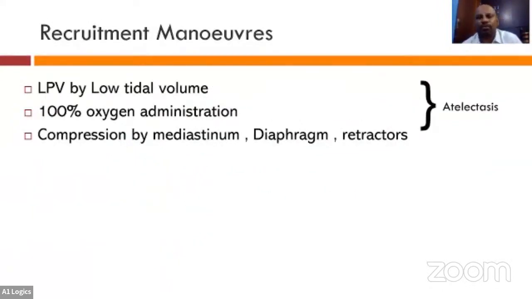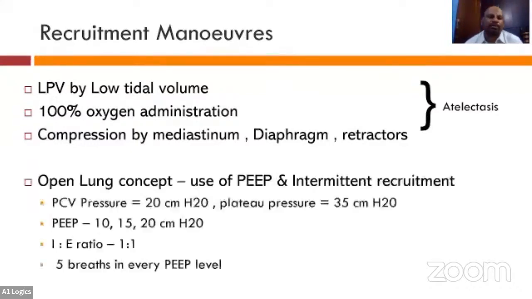So why are recruitment maneuvers important? The lung protection ventilation by low tidal volume, 100% oxygen administration, and compression of the dependent lung by mediastinum, diaphragm, and the retractors all predispose to atelectasis of the dependent lung. So you will have to institute some recruitment maneuver. Any recruitment maneuver at least needs 40 centimeters of airway pressure to keep that lung open.